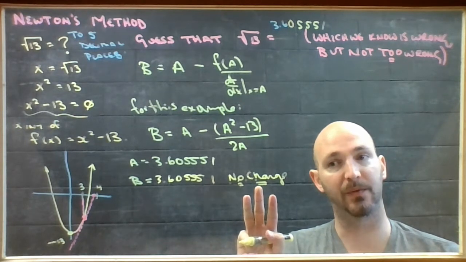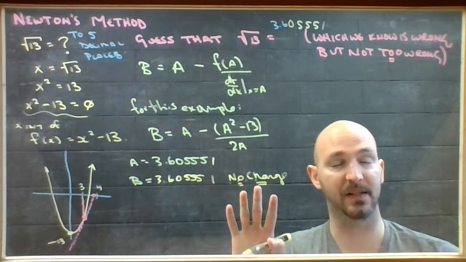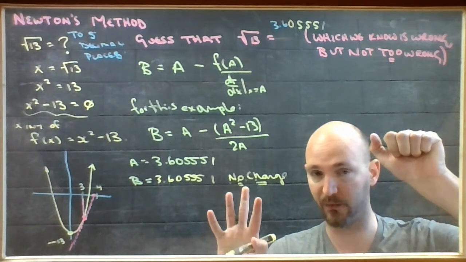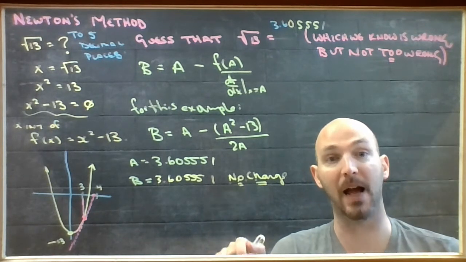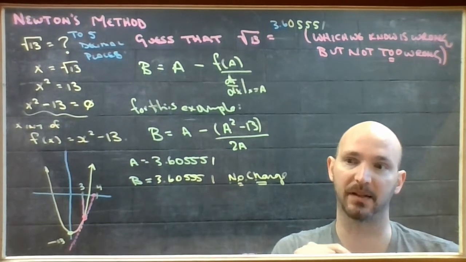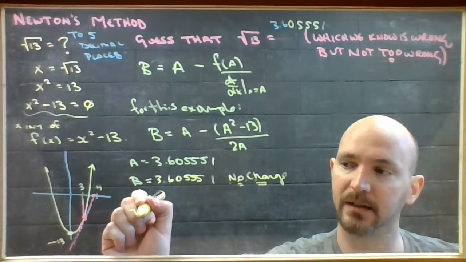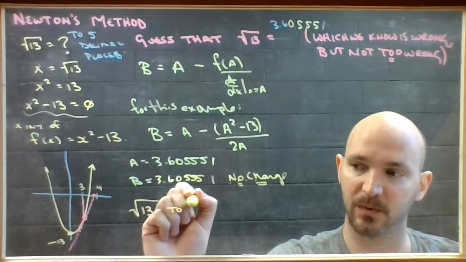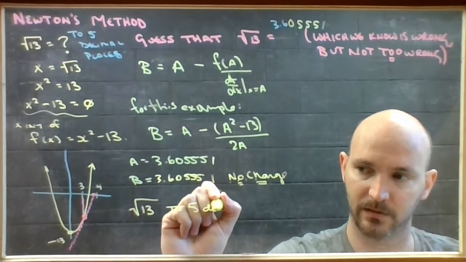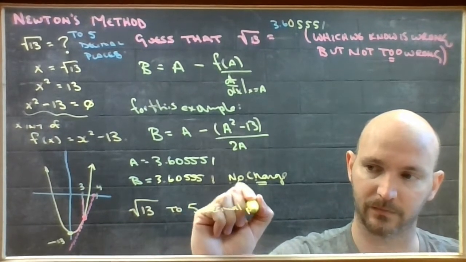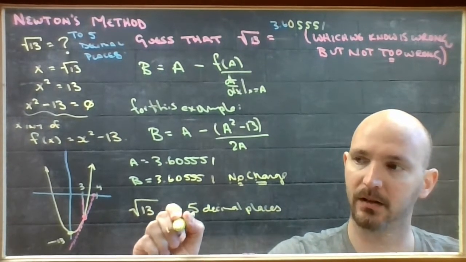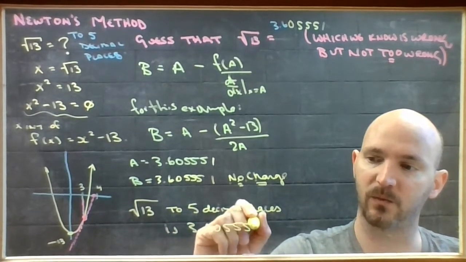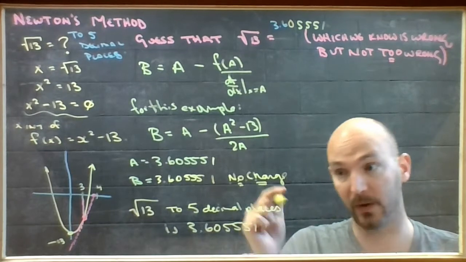Then I ran it through a fourth time, got 3.605551, and when I ran it through the fifth to confirm, my fourth iteration and my fifth iteration matched to the number of decimal places I wanted. So I can say that the square root of 13 to 5 decimal places is 3.605551. So we can test this 2 ways.